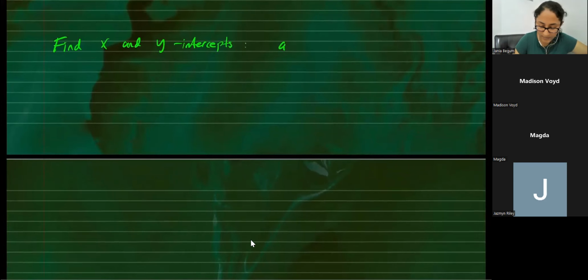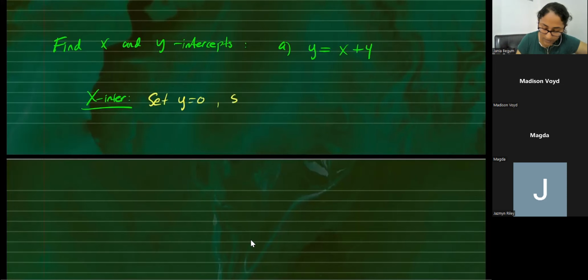For the equation y equals x plus 4. So it's the same rule for whatever equation you have. Anyone remember how to find intercepts? Let's say for x-intercept, what is the rule? So x-intercept means when y is equal to 0, because it's going to cross the x-axis. So we're going to set y equal to 0, and then we will solve for x.